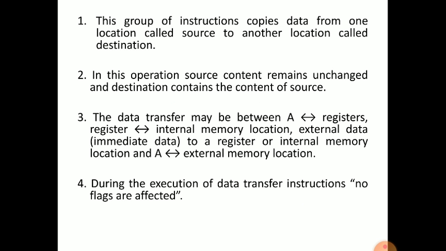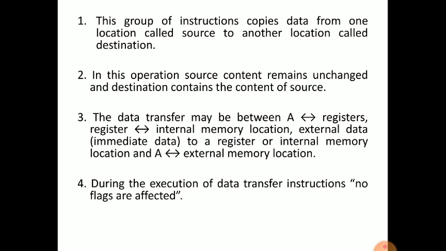So the most important thing about data transfer is what it does: it copies the data from one location, the source, to another location, called the destination. And there are different types of sources and destinations we can write, that is A and register names on one side and internal memory location on the other side, and external data on one side and a register on the other side also. So like this, there are different types of addressing modes and types by which we can access the data.